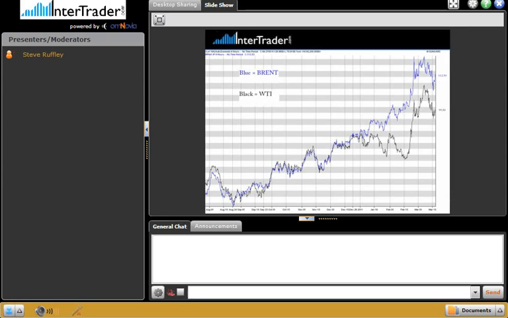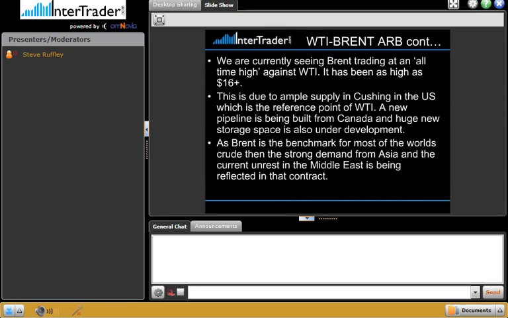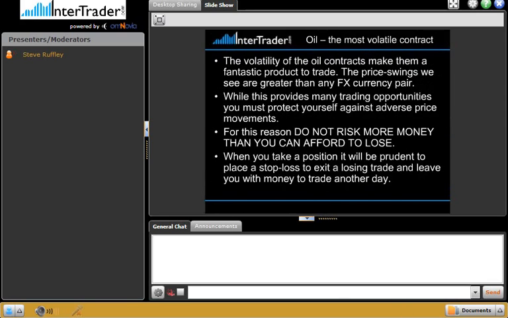Now you can either trade this yourself by buying the Brent contract or selling the WTI contract, or there is actually an ARB. You can actually trade the ARB itself, so you can buy or sell the spread. If you think Brent's going to go up, you can buy the spread. If you think Brent's going to go down, you can sell the spread, and you take the profit from the difference between these two lines. So again, it's just another way of trading oil by covering your exposure and risk by trading the arb.